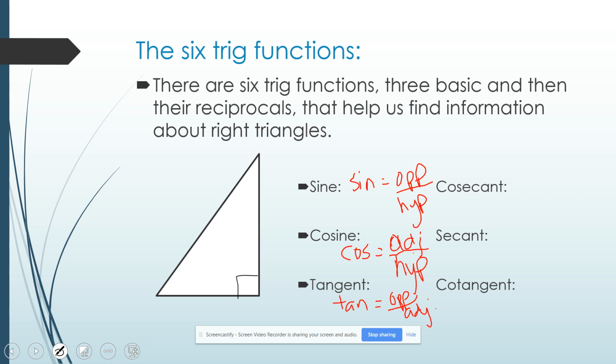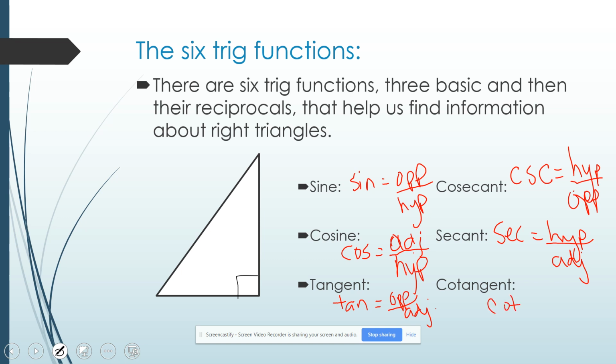So there are 3 reciprocal functions. The reciprocal means we're flipping fractions, and so we are taking these side ratios and flipping them upside down. Cosecant is abbreviated CSC and is hypotenuse over opposite. Secant is abbreviated SEC and is hypotenuse over adjacent. Cotangent, COT, is adjacent over opposite.